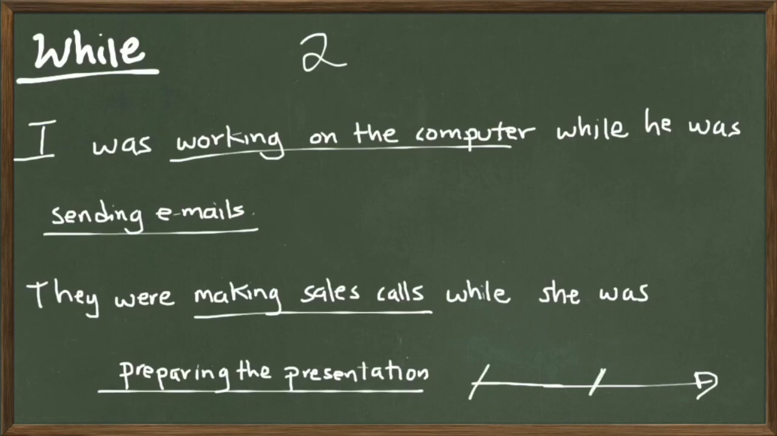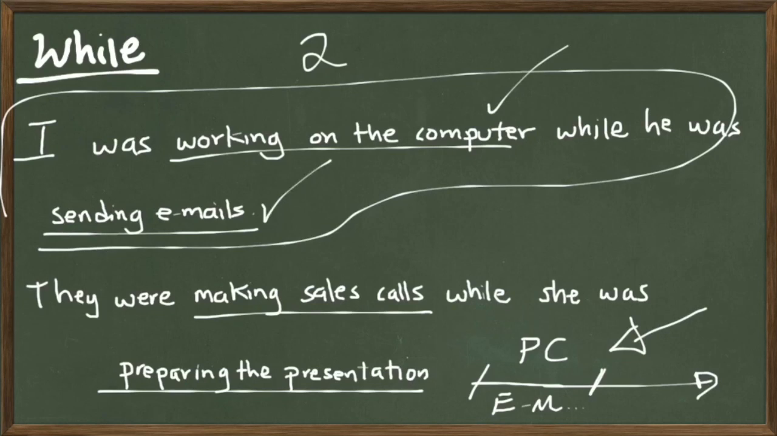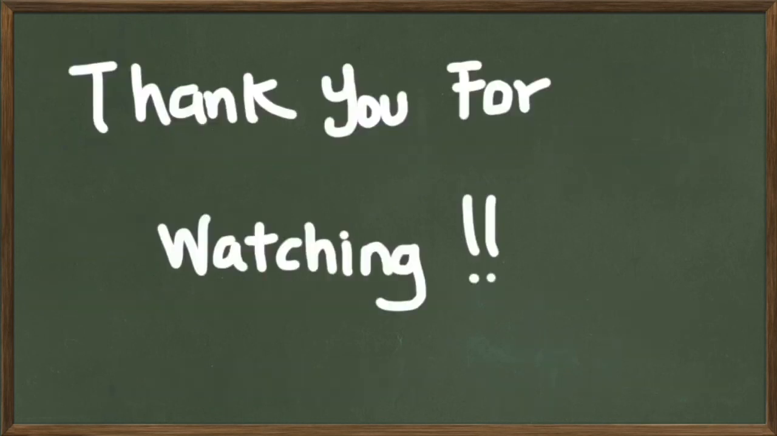Once again, we have something happening. Let's focus on this exercise, the first one. So here we have working on the computer, and at the same time we have sending emails. Yes. So we're indicating here that these two actions, working on the computer and sending emails, were happening at the same time. They were in progress. Oh, well, I wrote a line, not necessary there.